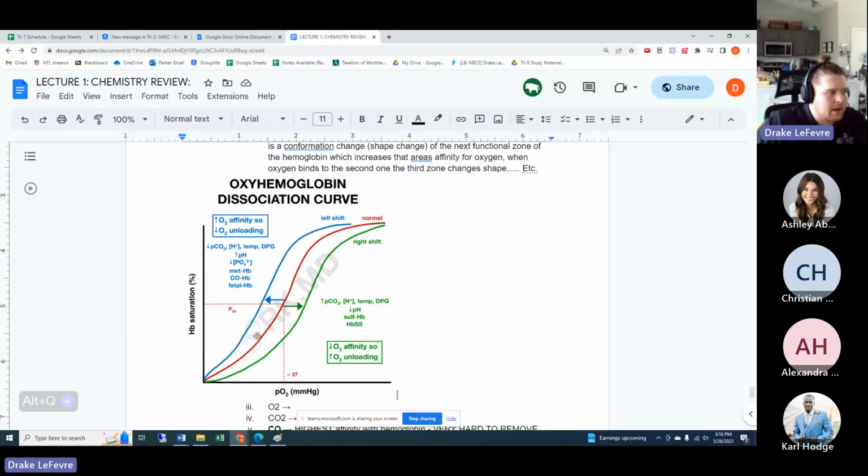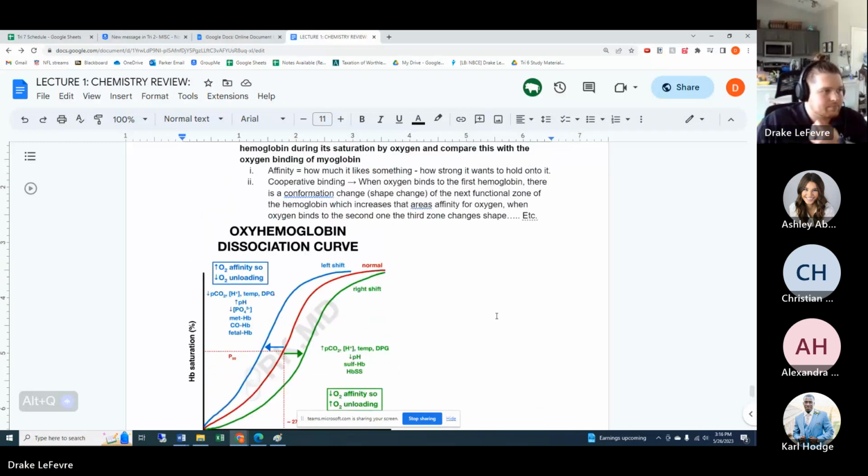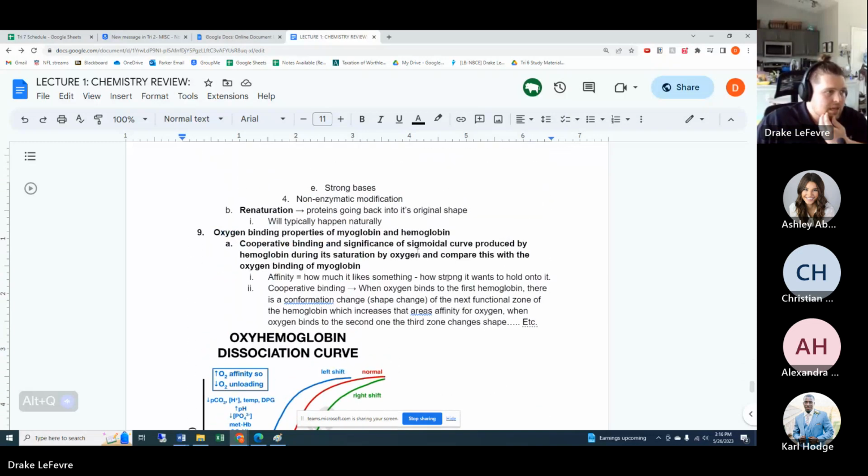Just that as more oxygen binds, our curve gets steeper, meaning that it's gaining a higher and higher affinity for oxygen until it reaches that 100%. Okay. And it's asking you to compare this with the oxygen binding of myoglobin. And just like we talked about earlier, myoglobin only has a tertiary structure.